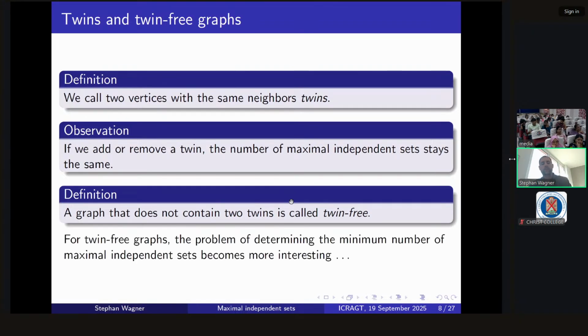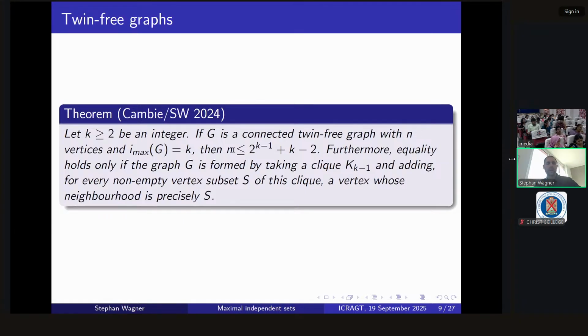So for twin-free graphs, the problem of determining the minimum number of maximal independent sets is more interesting, as I will try to explain. We will see different behavior depending on which class of graphs we are considering. And the extremal graphs are also rather interesting and unexpected, at least to some extent. All right. So what do we get? The first step is to just consider arbitrary twin-free graphs, not imposing any additional restrictions other than being connected for the time being.